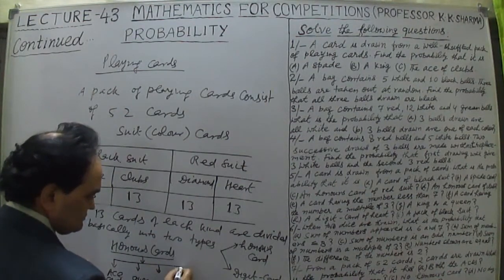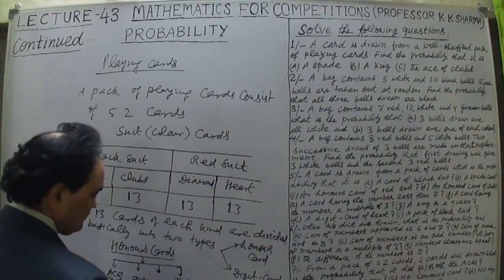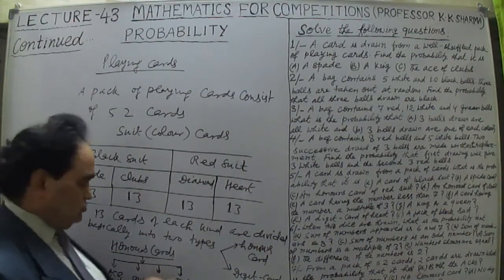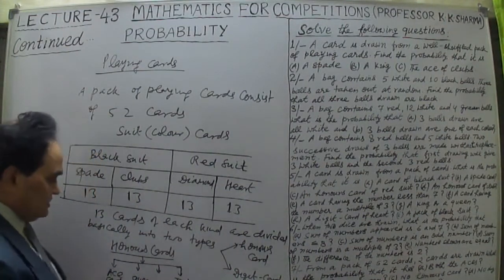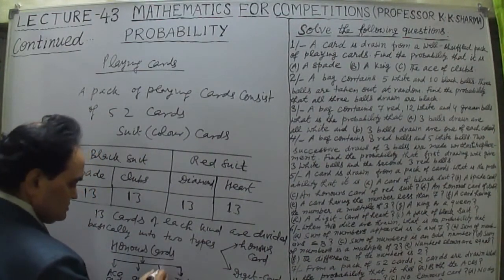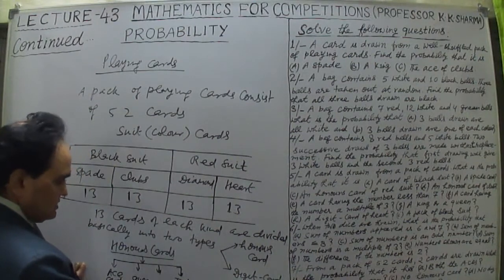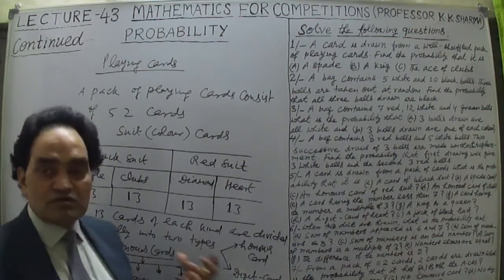And the fourth type is knave or jack. Jack or knave, K-N-A-V-E. These are two names basically, but jack is mostly used. Jack card, okay? Jack, king, queen, and ace card. These are known as owner's card.